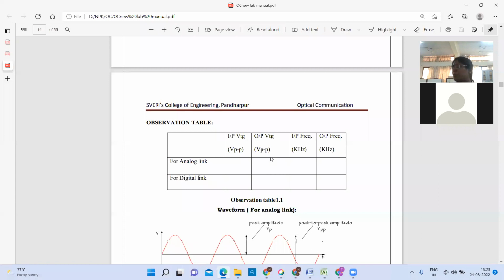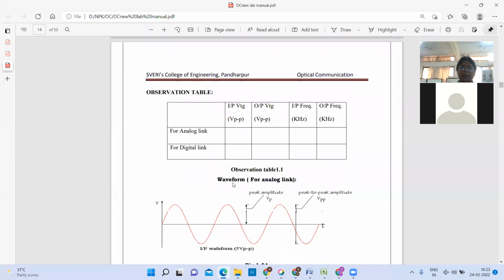Input signal, output signal. What is the voltage of the input signal, voltage of the output signal, frequency of the input signal, frequency of the output signal, that we have to write. Then for the digital link also, the same thing you have to write. Okay, so this is the observation table.